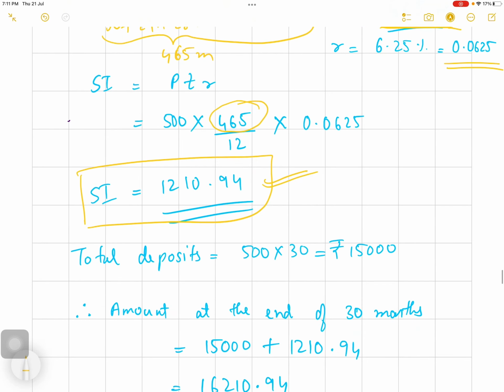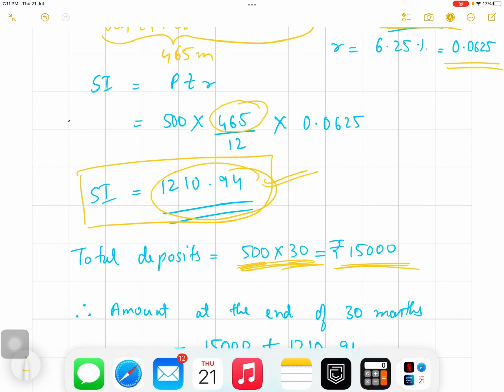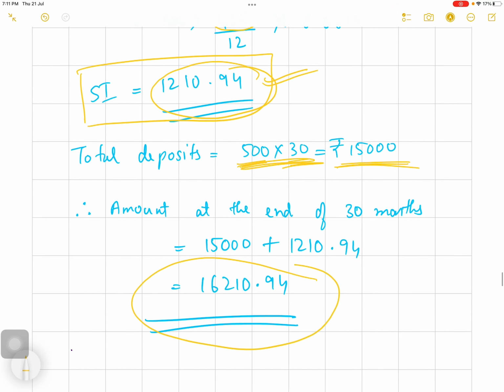Simple interest is 1210.94. Total deposits: he is depositing 500 every month for 30 months. So 500 into 30, the total deposit is 15,000. Interest earned is 1210.94. You add both the amounts and you will get the total amount which he is going to receive after 30 months.